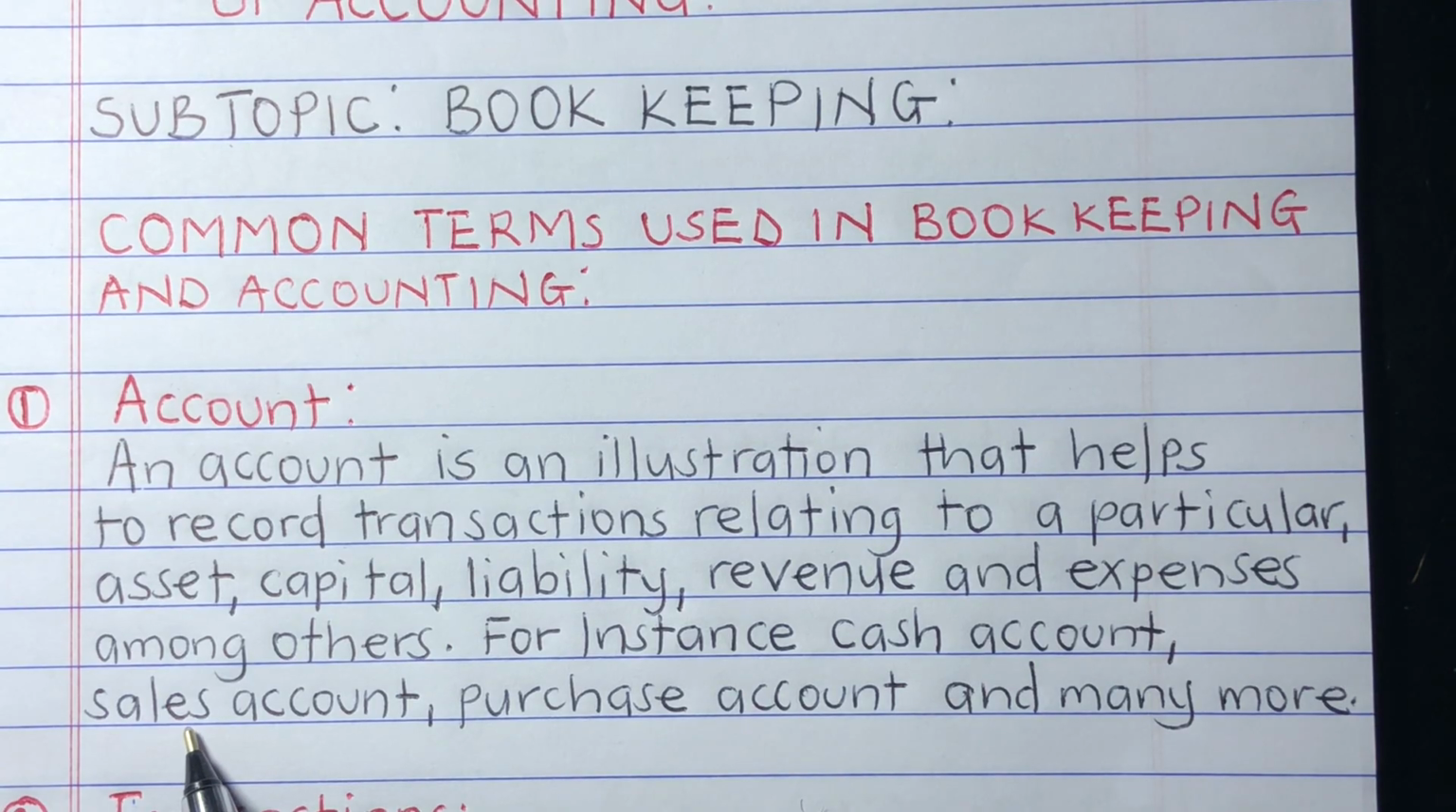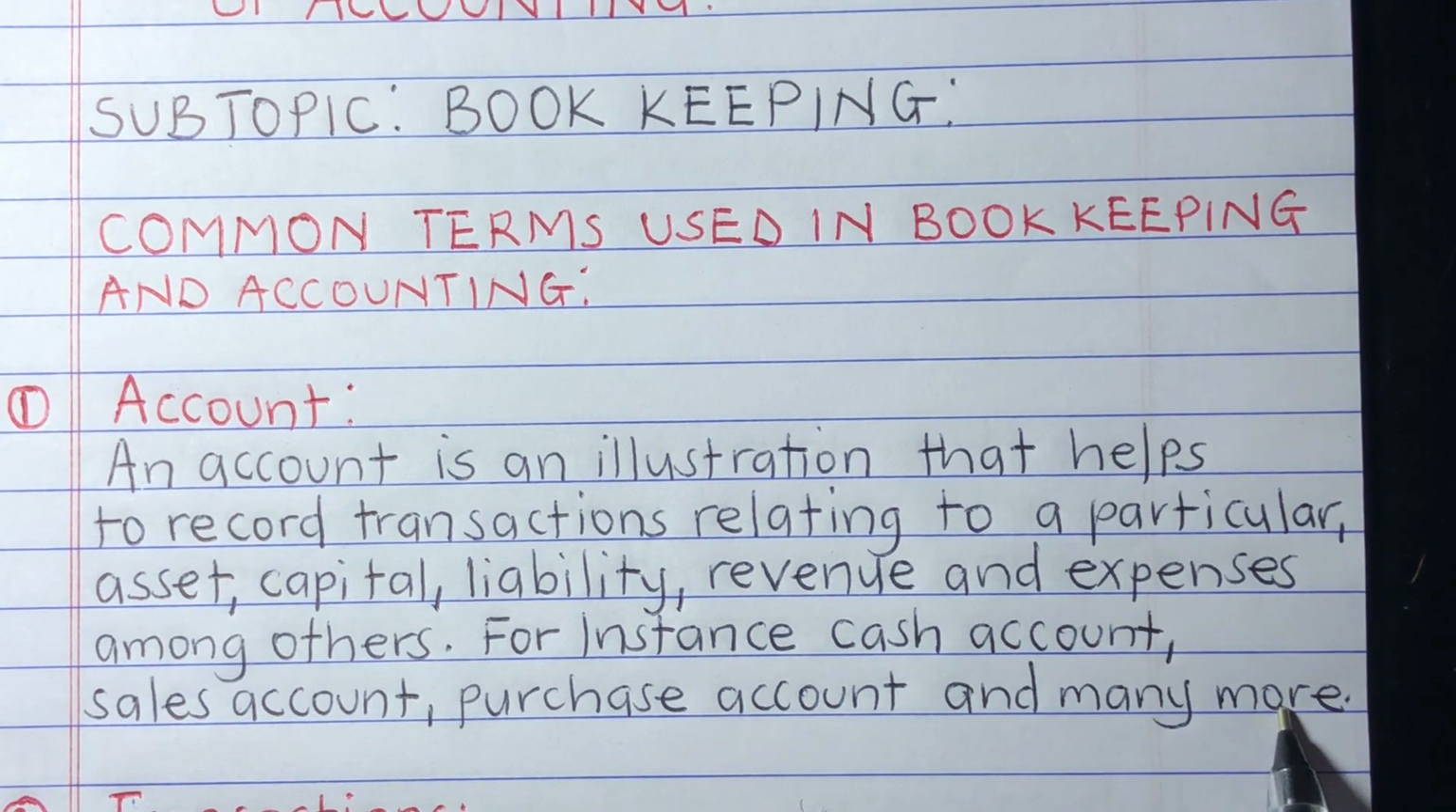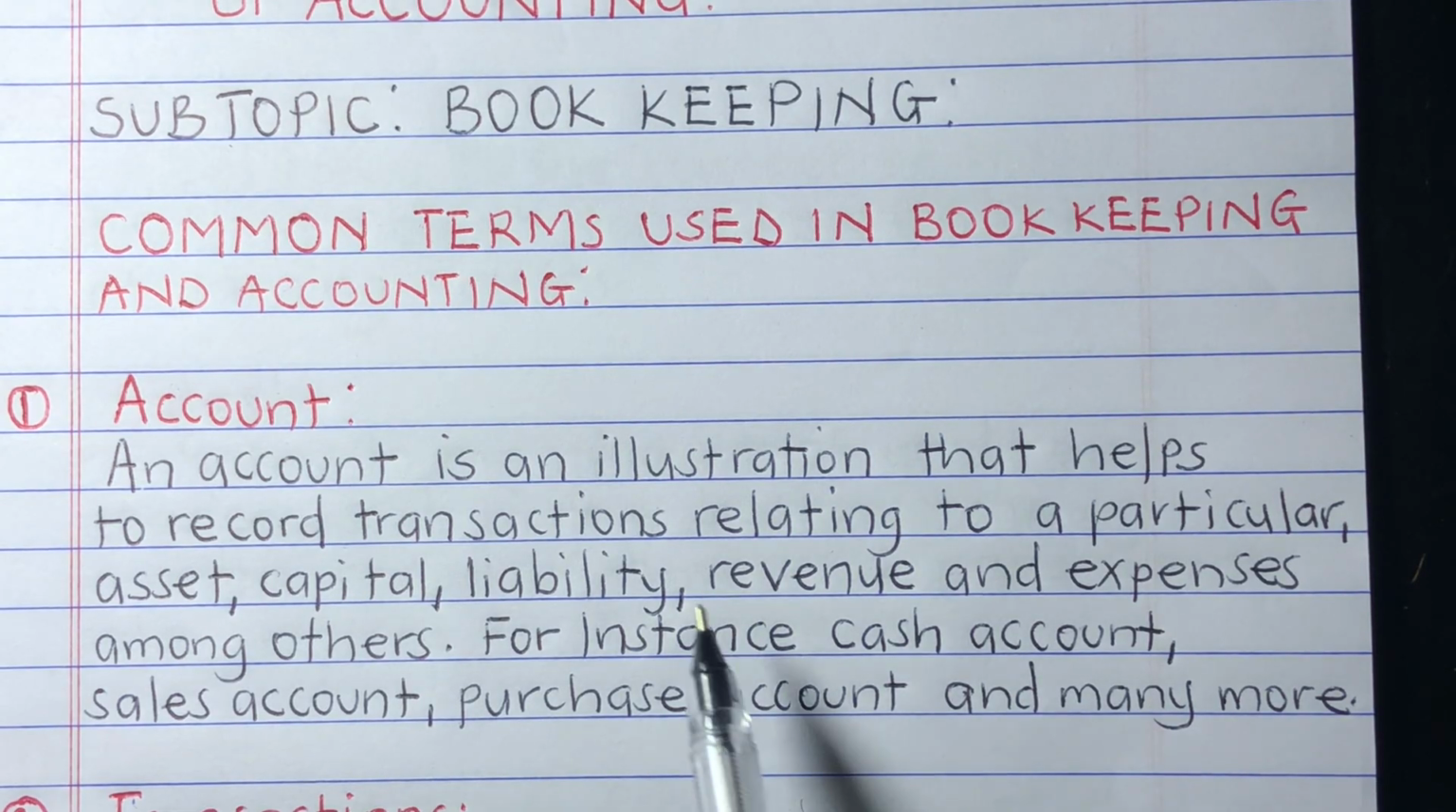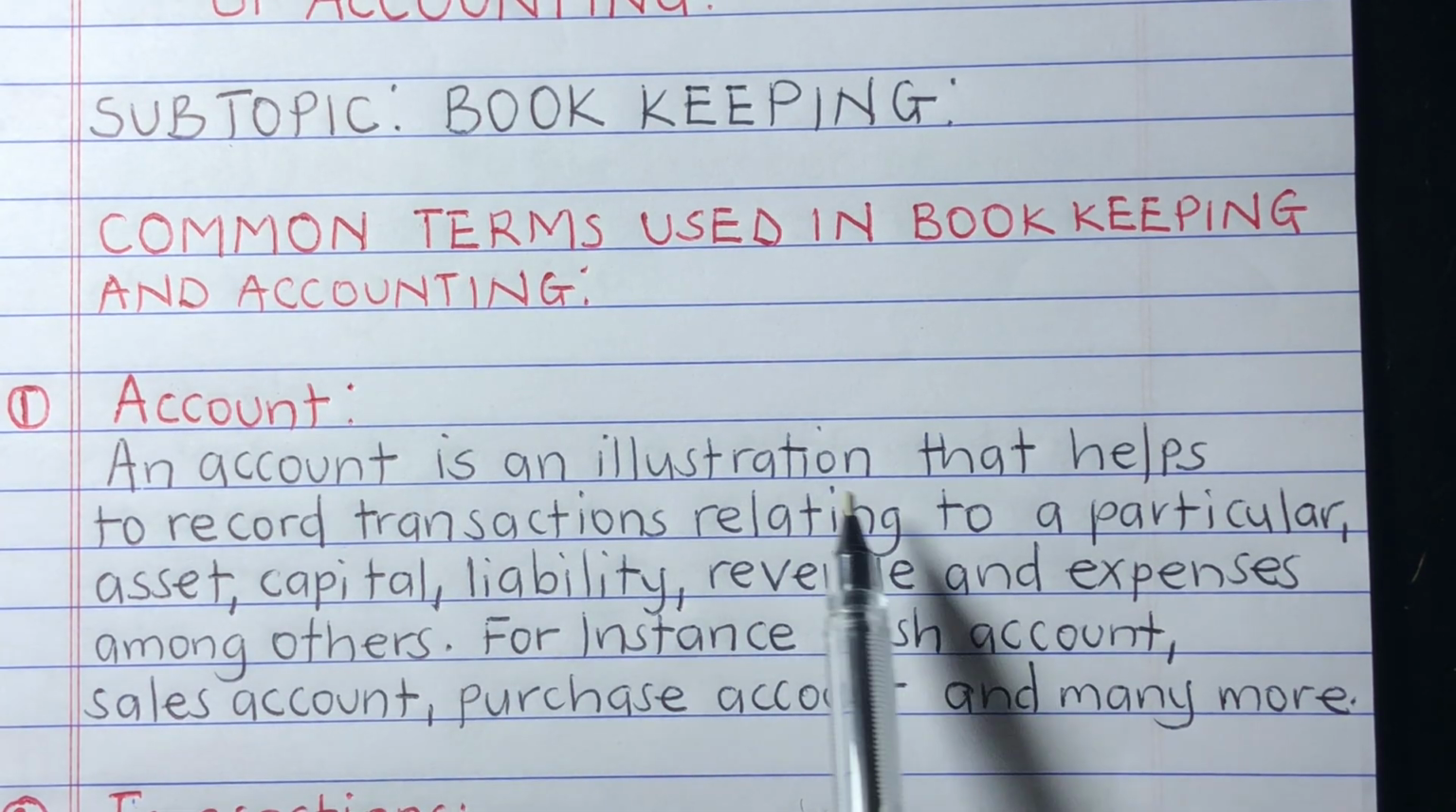Then we shall be having what we call a sales account. It records all transactions that involve selling of goods and services. Then we have what we call a purchase account. It is an account where you record transactions that involved purchases or buying goods, and many other accounts. So an account is just an illustration, as we're going to be seeing.